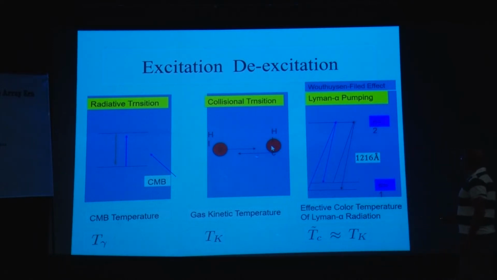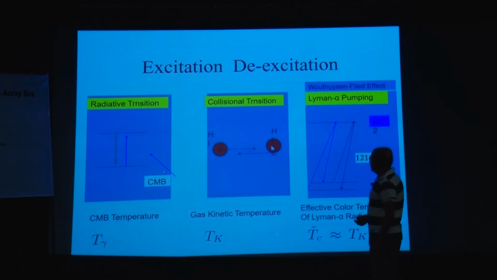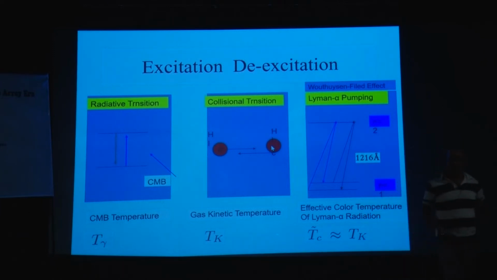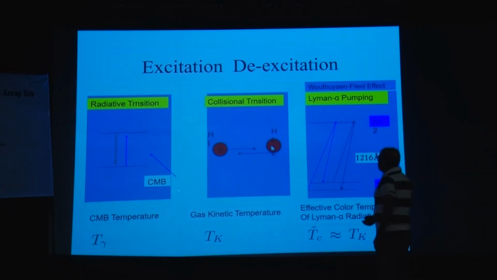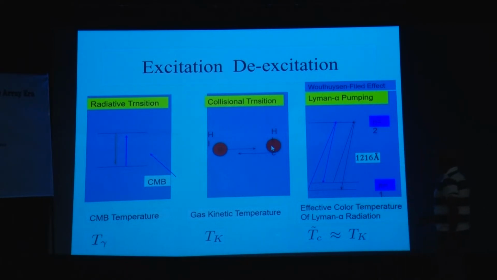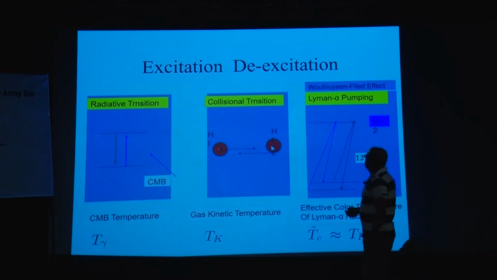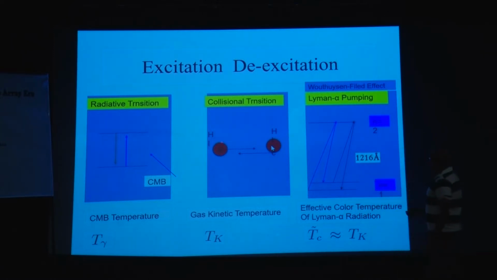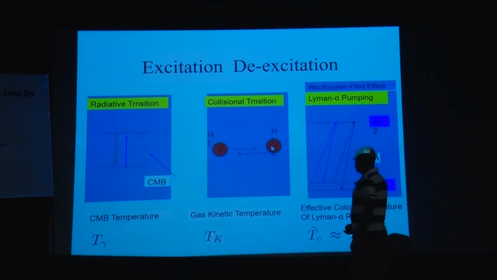Collisions between hydrogen atoms can also bring about a change in the number of particles in the ground state and the excited state. So when two hydrogen atoms collide, if they are both in the ground state, after the collision, one of them or both of them can go into the excited state. So collisions between hydrogen atoms can bring about a change in the hyperfine state. And if there were hydrogen atoms in collisional equilibrium, the spin temperature would be the kinetic temperature of the gas.